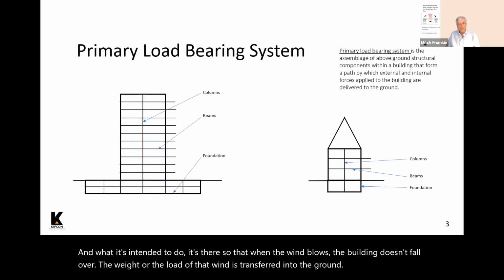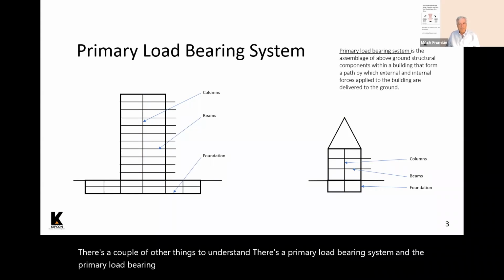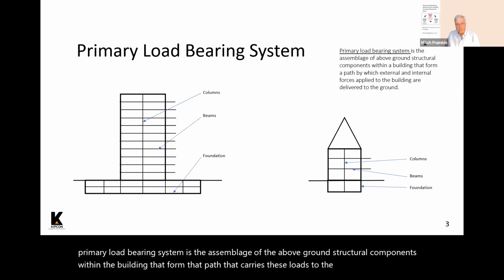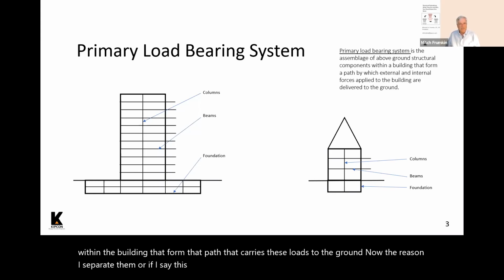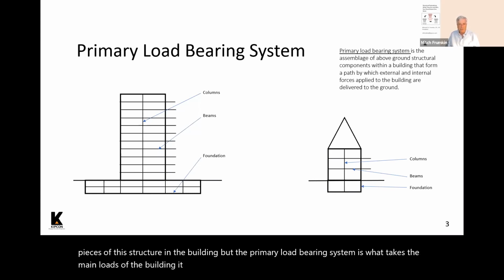Now, there's a couple of other things to understand. There's a primary load-bearing system. The primary load-bearing system is the assemblage of the above-ground structural components within the building that form that path that carries these loads to the ground. The reason I separate them is because there's a difference. There are different types of pieces of the structure in the building. But the primary load-bearing system is what takes the main loads of the building into the ground, so essentially the building doesn't fall over.